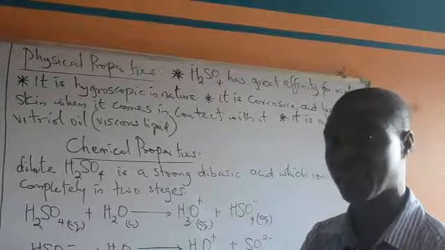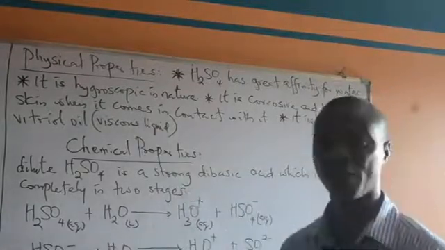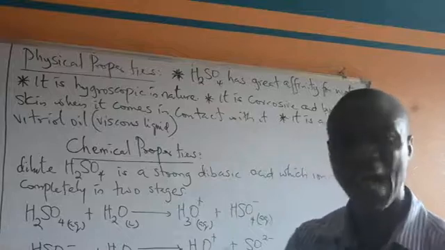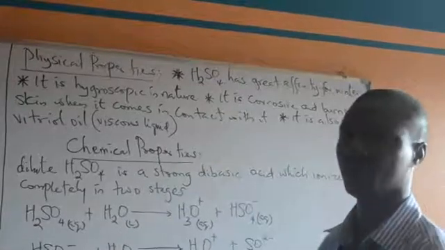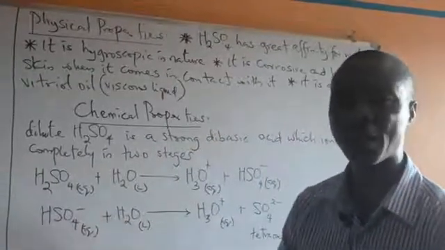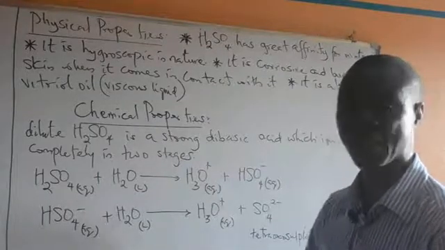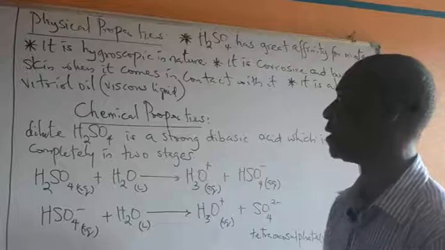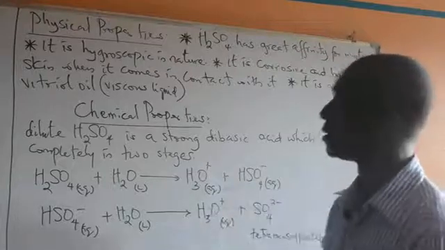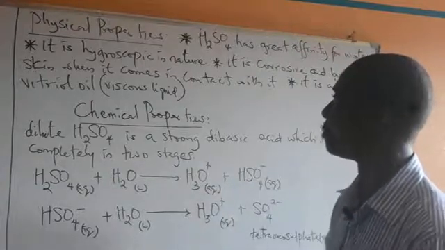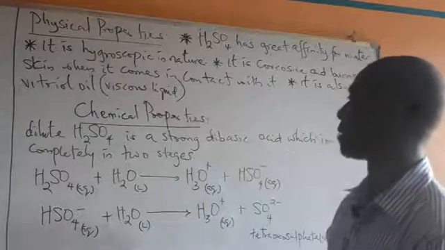Now, it is hygroscopic in nature. Yes, tetraoxosulphate acid is hygroscopic in nature. Why do we say it's hygroscopic? Because it has the ability of absorbing moisture from the atmosphere. That's what hygroscopic substances do. They absorb moisture from the atmosphere, usually diluting themselves by volume. So it is hygroscopic in nature.